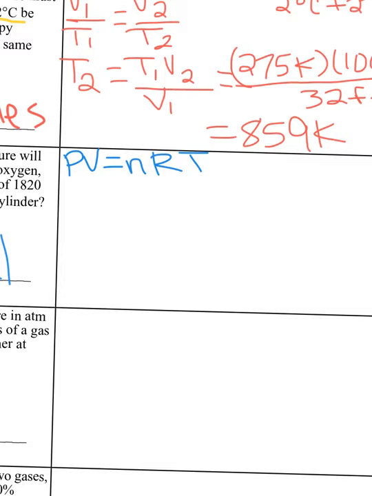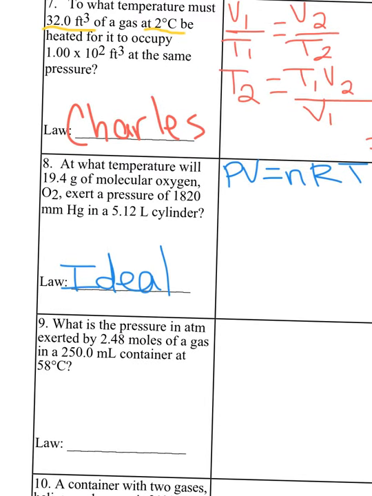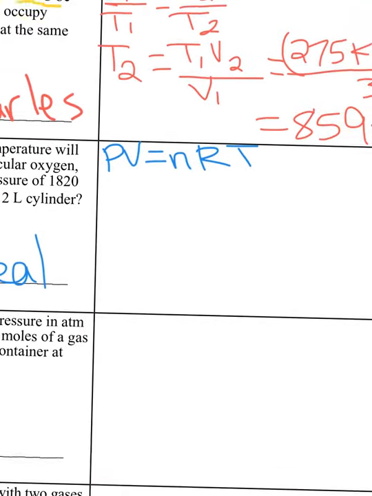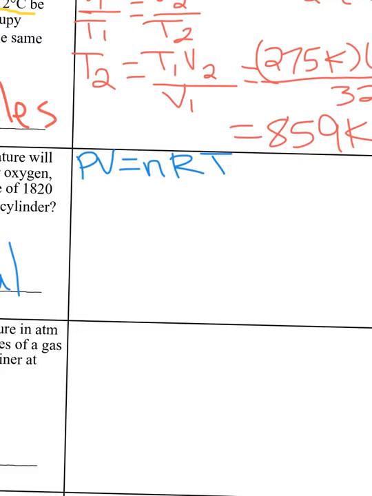So this one, we just plug in our numbers. At what temperature will 19.4 grams of molecular oxygen, O2, exert a pressure of 1,820 millimeters mercury in a 5.12 liter cylinder? So we're solving for temperature. It's telling us at what temperature. That's what we're solving for. So we have to get T by itself. Okay? So all we're doing is bringing n and R over to the other side. And to do that, we need to divide. So PV divided by nR. That's our equation.